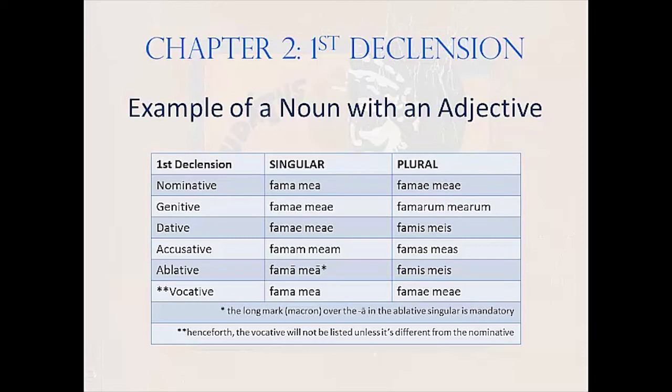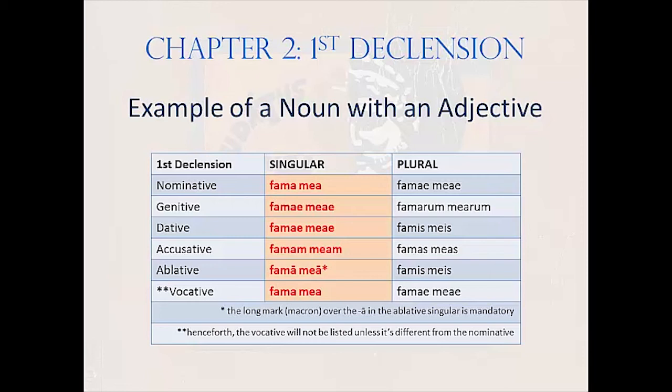In the form fama mea, the nominative singular, the word cluster can function as the subject of the sentence. But if you change fama to famae, making it genitive singular, you must also change mea to meae in order to make the adjective agree with the noun it goes with in number, gender, and case. This will be true for every case, both singular and plural. So let's say these two words, fama and mea, together as they go through their declension.